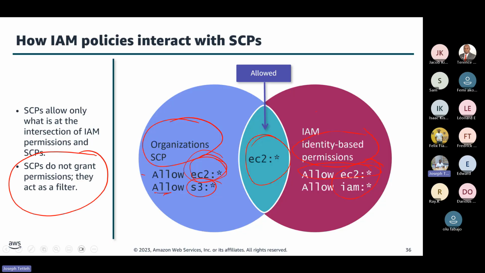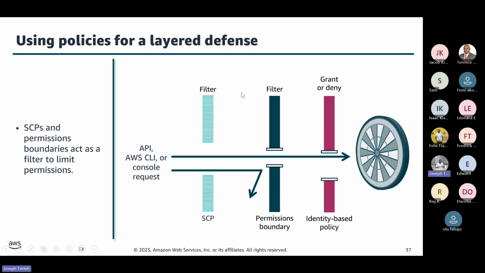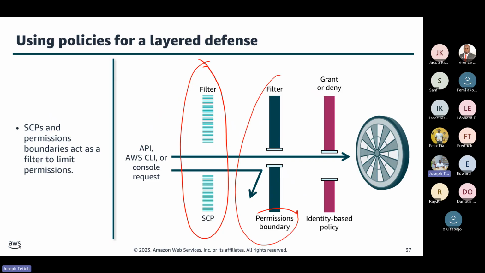So in the defense of our AWS account, we use all these to filter. If it is an organization, we use service control policy to control it. If they are in a group, we can use permission boundary to set the maximum permission. Then we can use the identity-based policy or the resource-based policy to deny or grant permissions to our users in the AWS account.